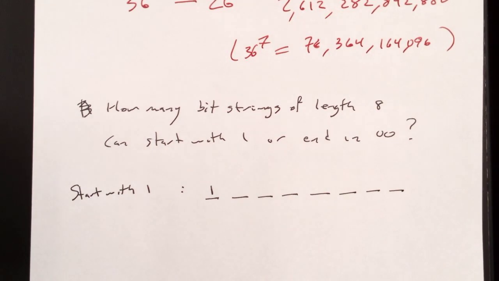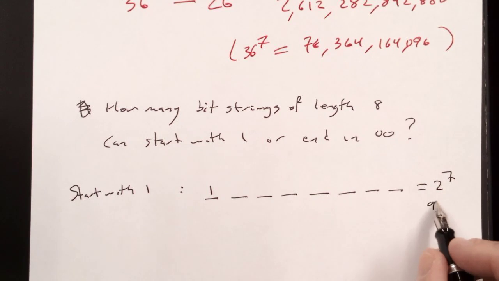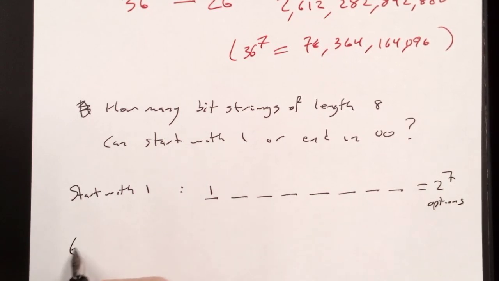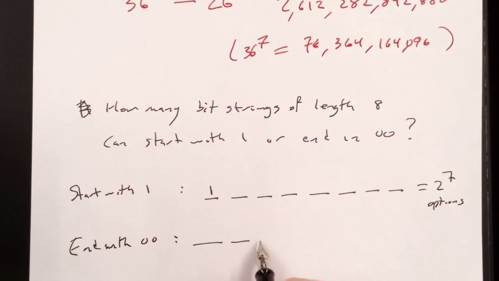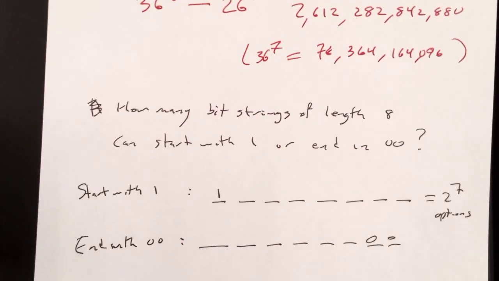That's my bit string that starts with 1. How many options are there for each blank? That's which blanks they are, but how many options are there for each blank? There are only 2 for each blank. 1, 2, 3, 4, 5, 6. There are 2 to the 7th options here. How many options are there? 2 in each blank makes 2 to the 6th options.